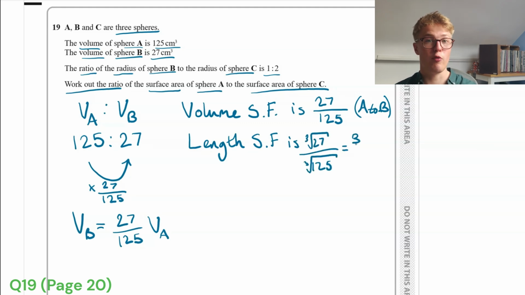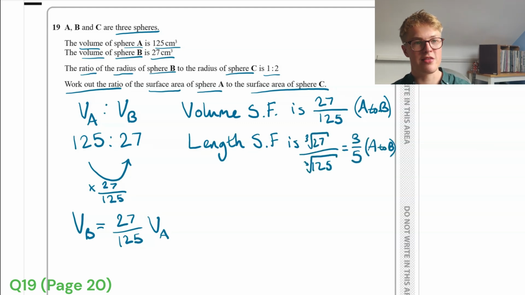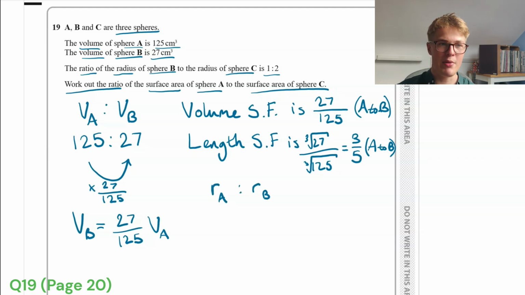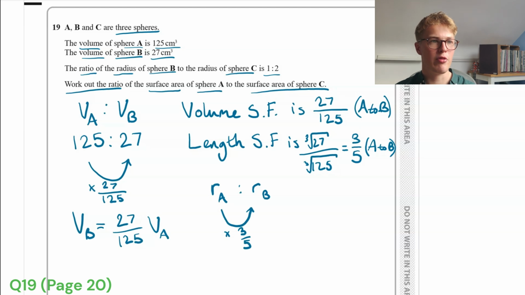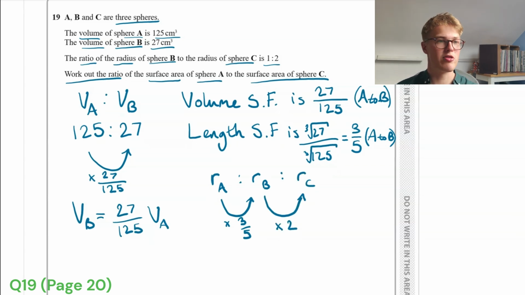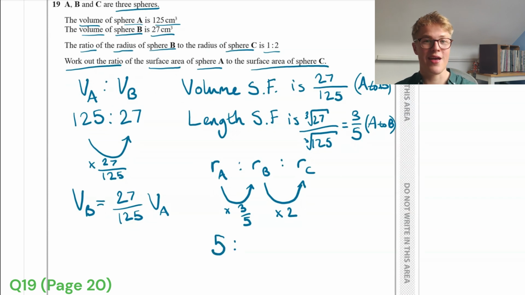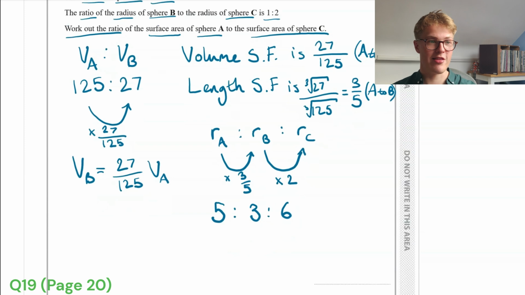Therefore, we can write a ratio for all the radii. So we have RA to RB to RC. To get from RA to RB, we multiply by a length scale factor of 3/5. To get from B to C, we know in the question the ratio of the radius of sphere B to the radius of sphere C is 1 to 2, so we multiply by 2. And if we imagine the radius of A being 5, we'd get a radius of B of 3, because we multiplied by 3/5, and therefore a radius of C of 6. So we end up with our ratio of 5 to 3 to 6.